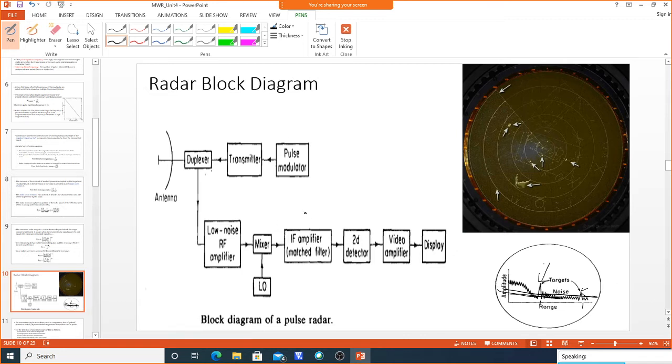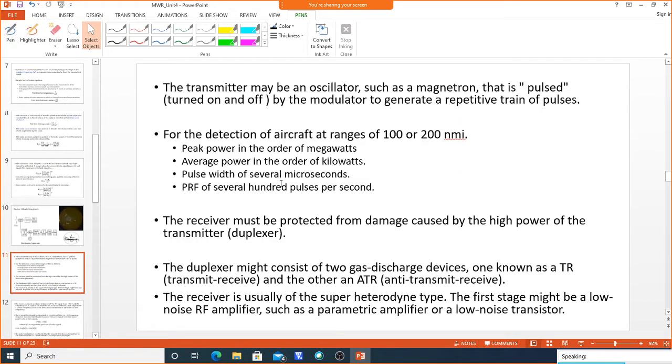So this is how the radar detects the signal and it is displayed on the indicator. This is a very simple form of the pulse radar block diagram. This is about the detection of the signal and the detection of the target with the display. This is the explanation of what I have said till now.